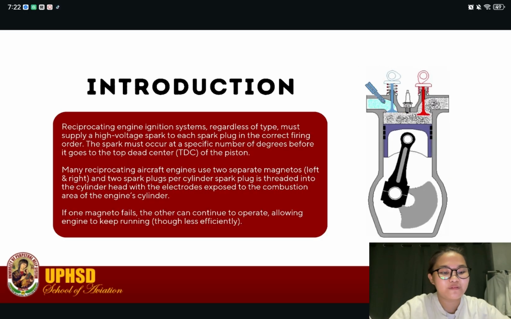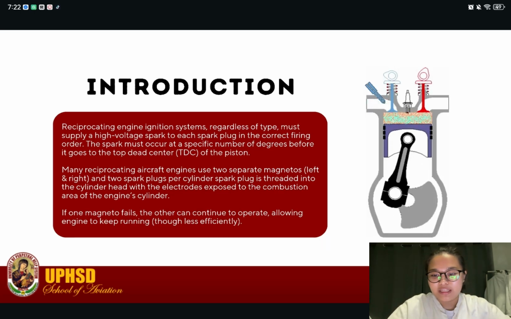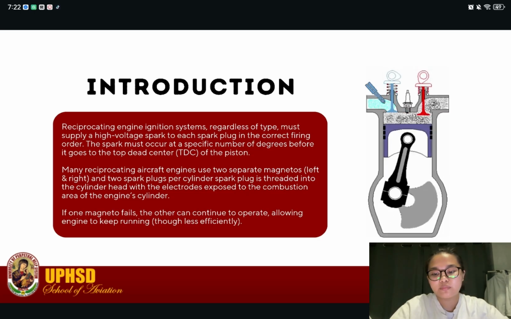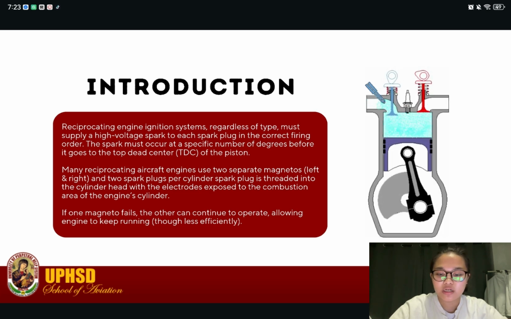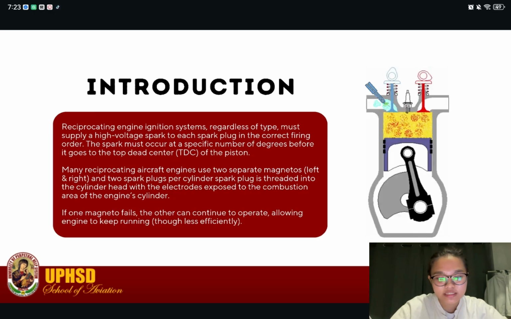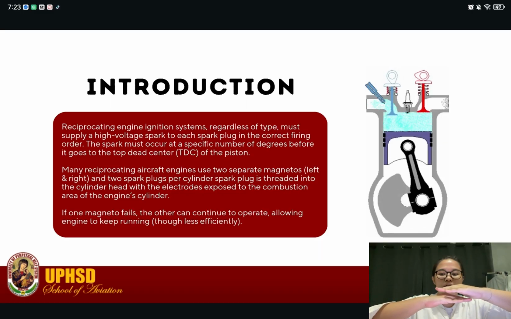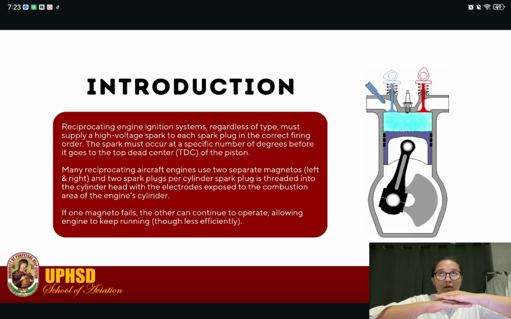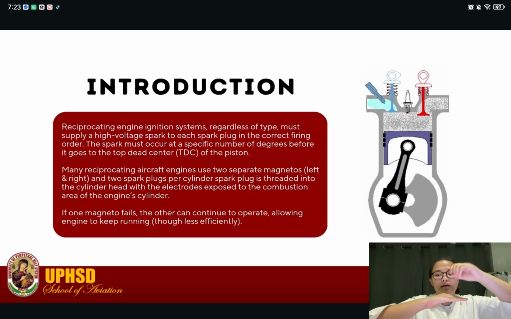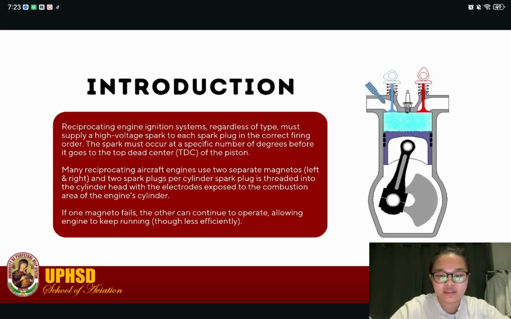So now let me give you a walkthrough of the ignition system. In a reciprocating engine ignition system, regardless of the type, it must supply a high voltage spark to each spark plug in the correct firing order. The spark must occur at a specific number of degrees before the piston reaches top dead center. From bottom dead center, the piston pushes the fuel and air mixture upward to top dead center, and by that the spark plug will ignite. But here, let me explain more.